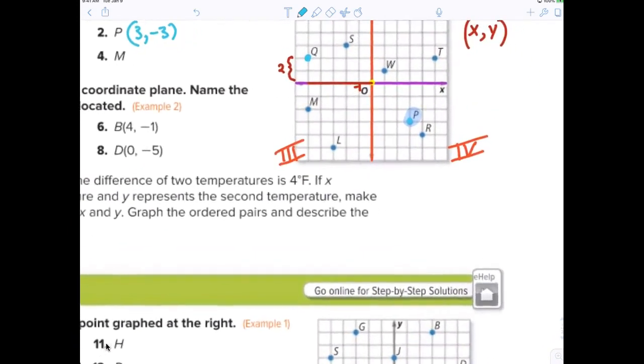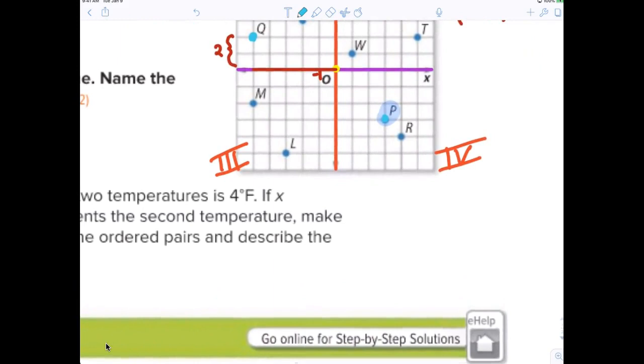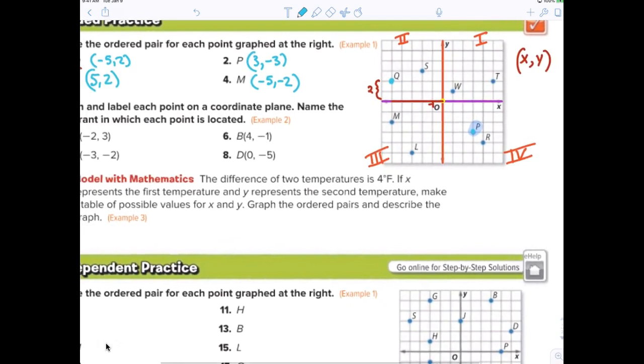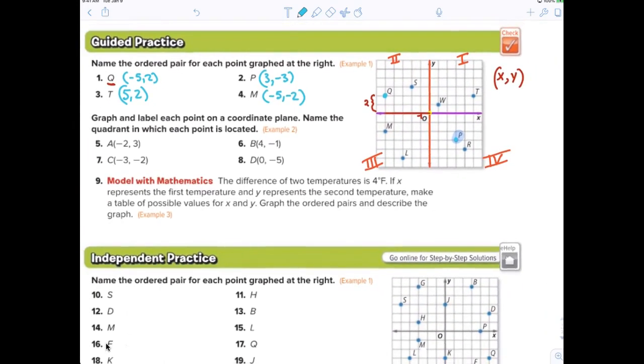All right, Bella, you tell me about M. -5, -2. You're awesome. Thank you. -5, -2. Is everybody okay with that? Tell me. I don't have a question, I mean, when we get to the graphing part. I'm not there yet. Okay, so here we go. I just answered everything there is to know about 1, 2, 3, and 4. Is everybody good?